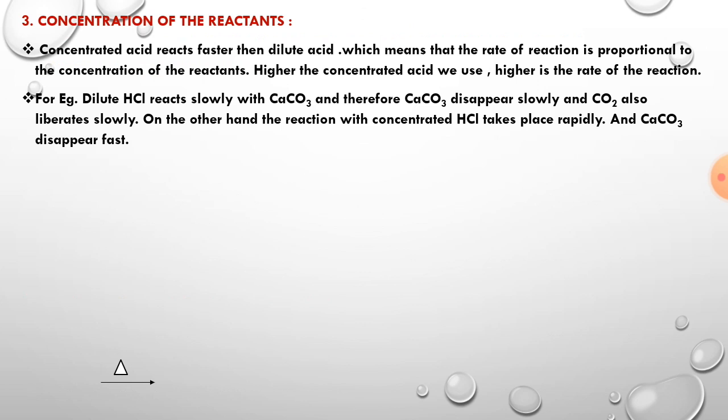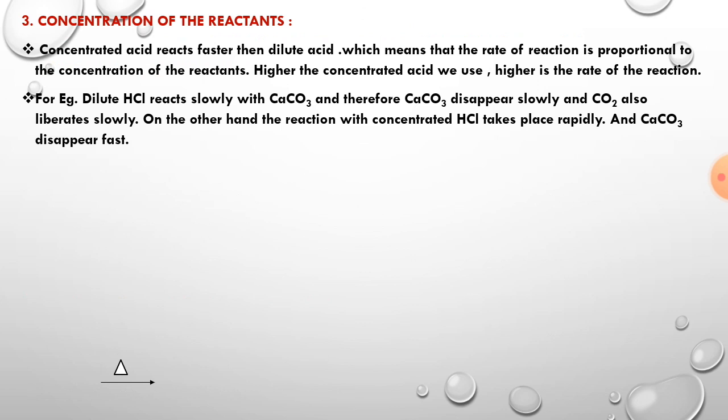Now next is concentration of the reactant. What is that? Here you have to remember only one thing, that concentrated acid reacts faster than the dilute acid, which means that the rate of reaction is proportional to the concentration of the reactant. Higher the concentrated acid we use, higher is the rate of reaction. I hope you know that concentrated acid is very dangerous. When we add concentrated acid in any kind of solution, it reacts very fast.